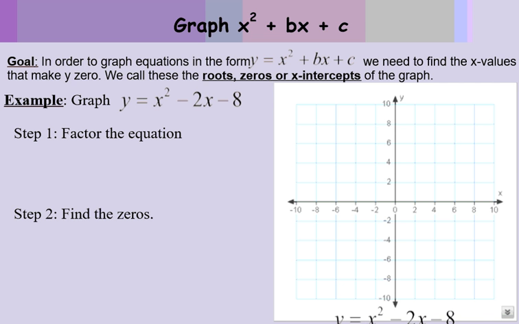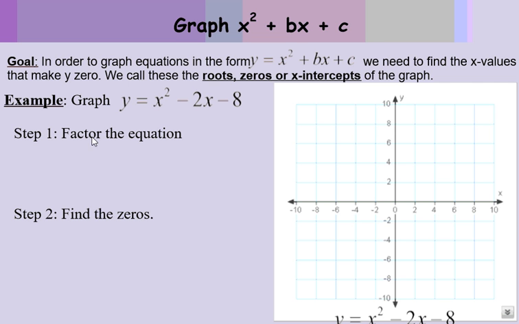So our goal for this section is to graph quadratics in the form y equals x squared plus bx plus c, and we're going to do it by factoring. We're going to do it by finding the x-intercepts first. So step number 1 is to find the x-intercepts.